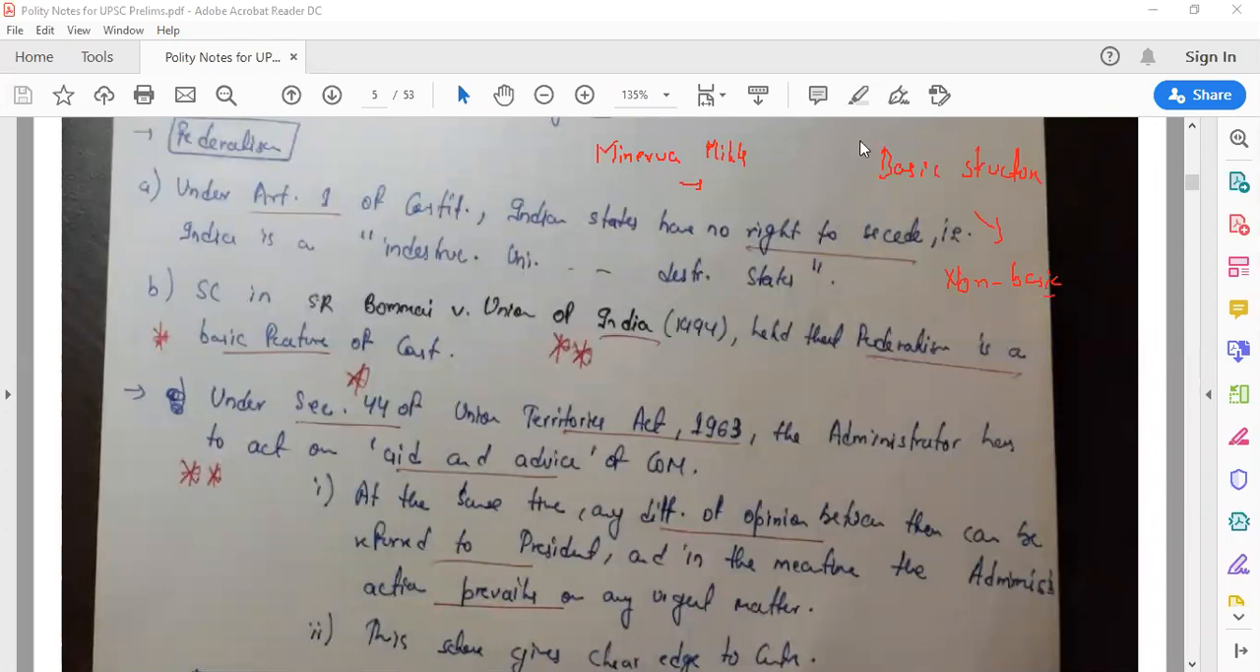So up until now, you have to understand that in federalism, India is an indestructible union of destructible states. Right. So states can be rearranged, can be fragmented, and all those things. But union is union. It is indestructible in nature in the Indian context.